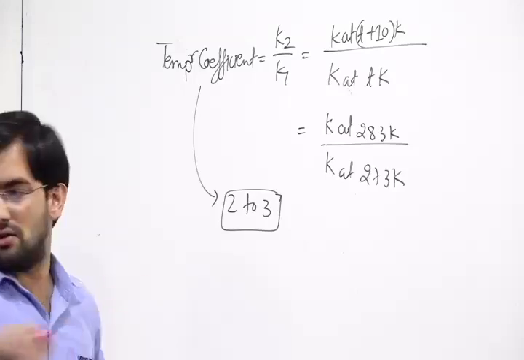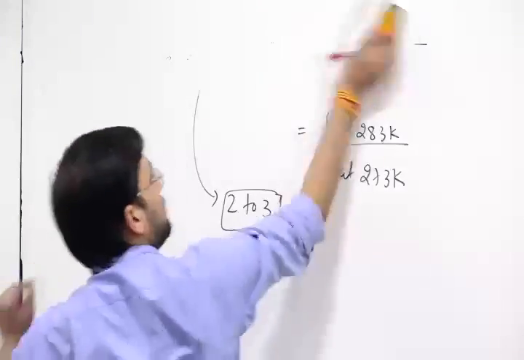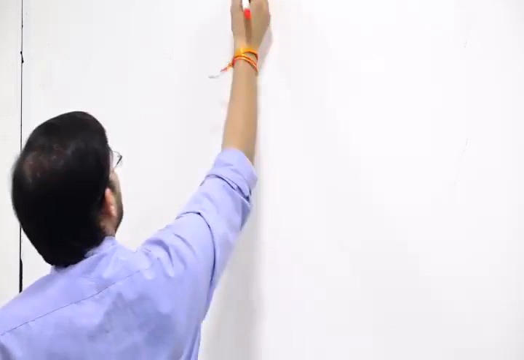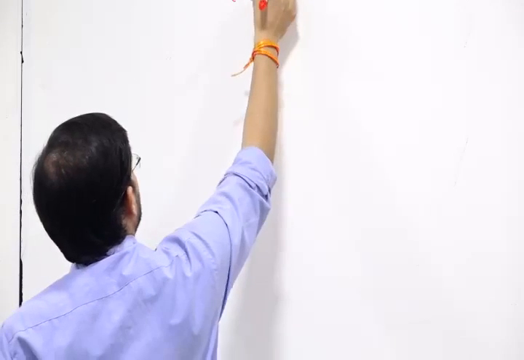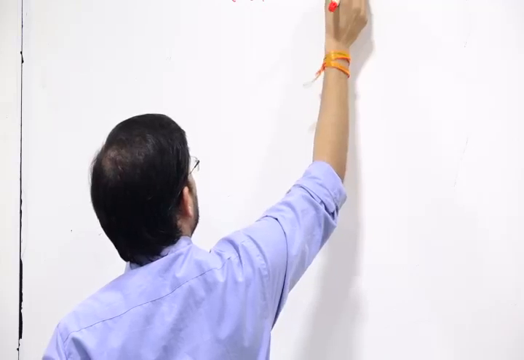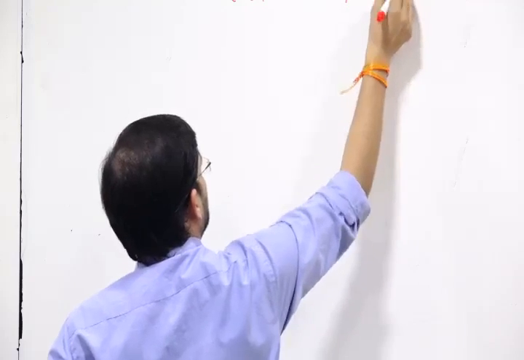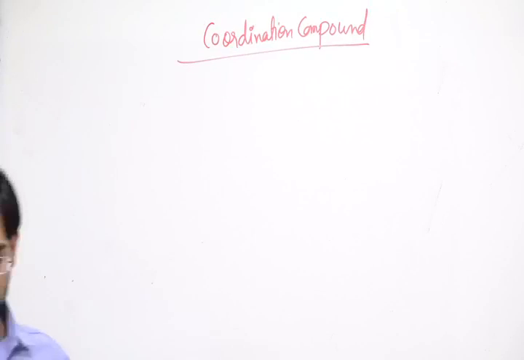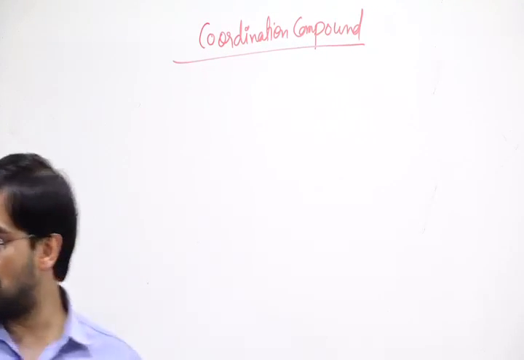So that's all in the chemical kinetics chapter. Now we have one more last chapter to teach, which is coordination compounds.